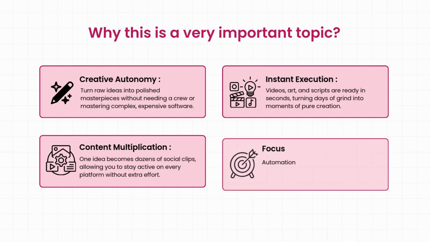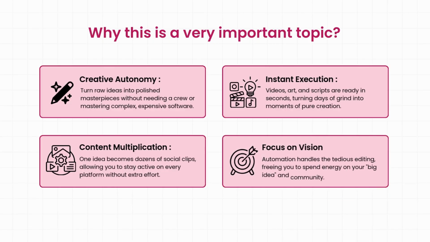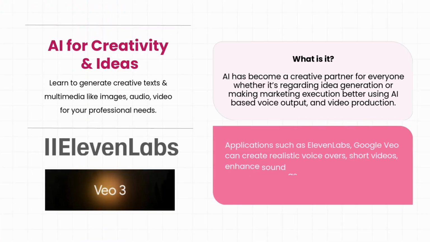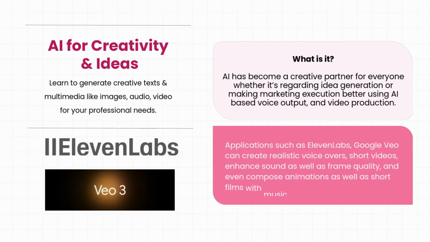It's about instant execution, generating videos, voices, and scripts in moments instead of days. One idea becomes dozens of social clips, keeping you active on every platform effortlessly. With automation handling editing, you stay focused on your vision and your community. From lifelike audio with ElevenLabs to cinematic visuals with VO3, AI empowers creators to make more, faster. Simply describe what you want, and AI brings it to life.